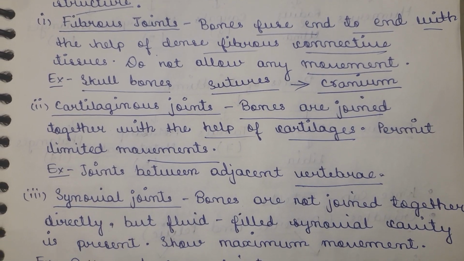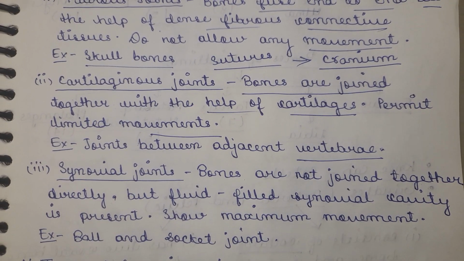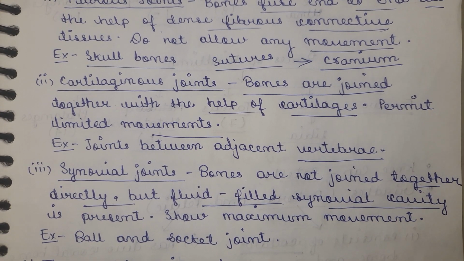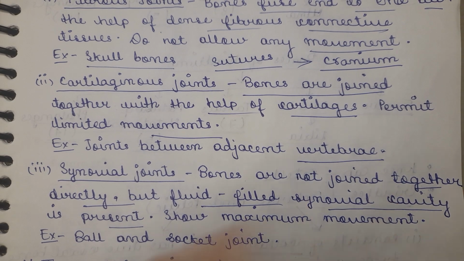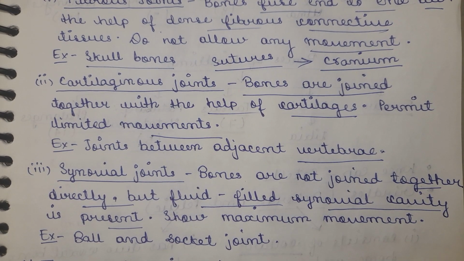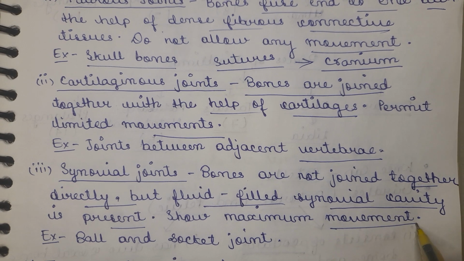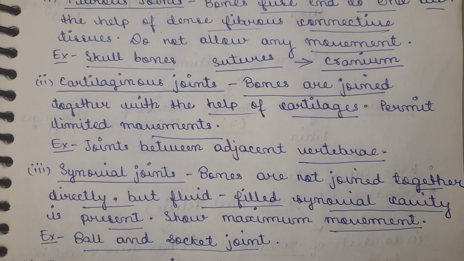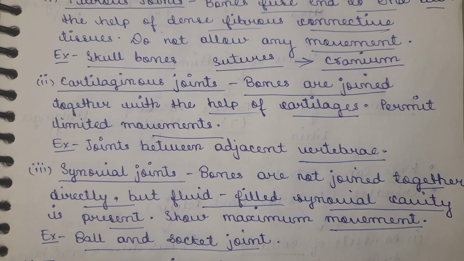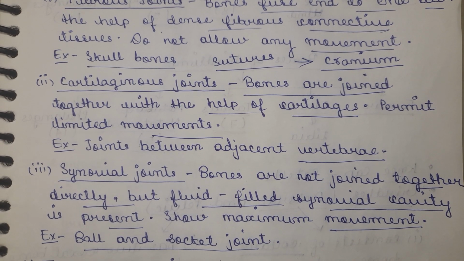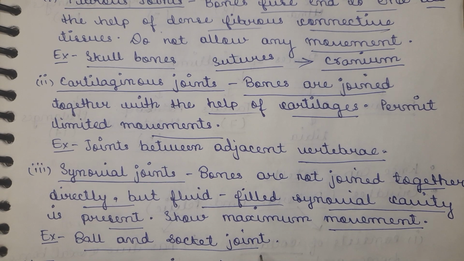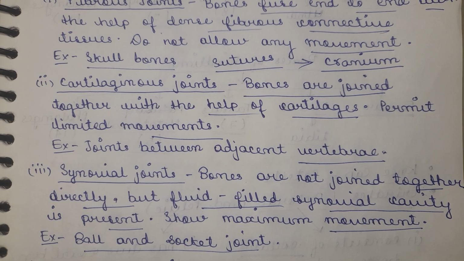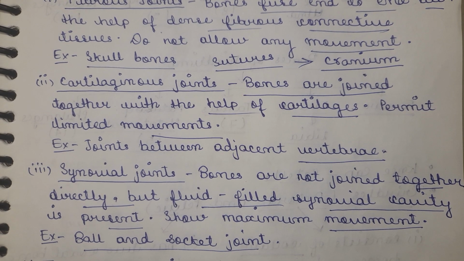The third one is the synovial joints. That means the bones are not joined together directly, but the fluid that is filled inside the synovial cavity is present between the articulating surfaces of the two bones, and this shows maximum movement. For example, the ball and socket joint. You can see on your shoulder that there are synovial joints, also called ball and socket joints, that allow us to move our shoulder in any direction, or our hand in any direction.